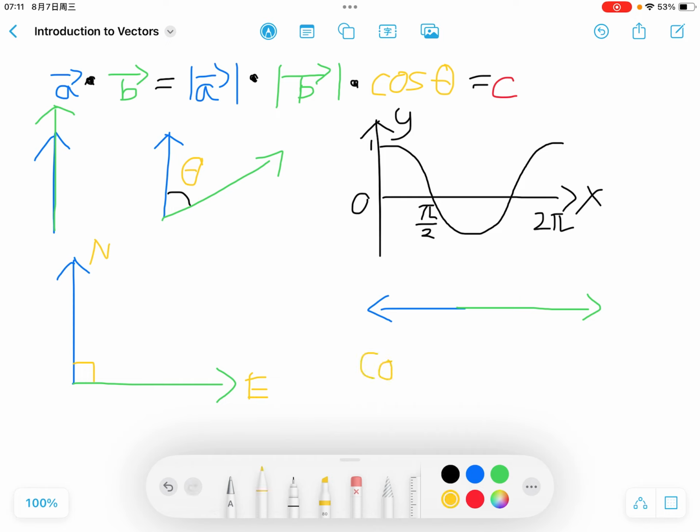Now this formula can be usefully rewritten as cosine theta is equal to c over the magnitude of vector A times the magnitude of vector B. This can be useful when you are asked to figure out the angle theta. They give you a scalar, the magnitude of vector A and B, and ask for the angle. Then you can use this formula, and for cosine theta you can just plug the inverse into the calculator.